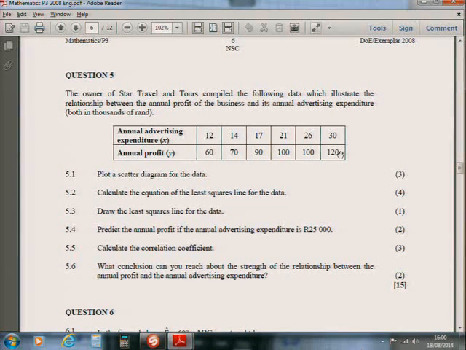Now you press AC on the calculator. Your screen now becomes 0. Once the screen becomes 0, you press shift and 1. Shift and 1 now shows you 1, 2, 3, 4, 5, 6, but 5 is where we have the regression. Now I press 5. Can you see that number 1 is A? Remember you're looking for the equation of the least squares line for the data. I press 1 for A equals, and it shows the value. I write that value down.